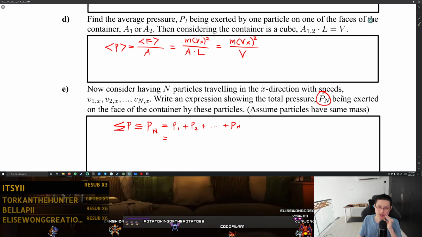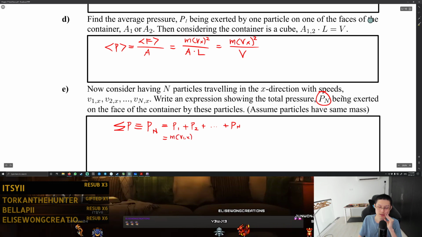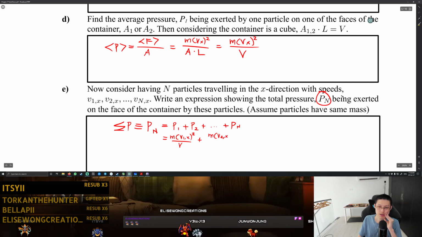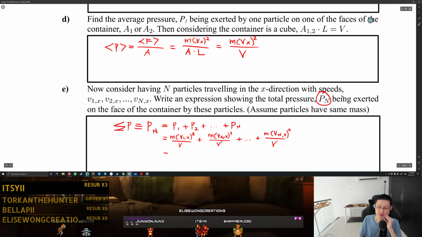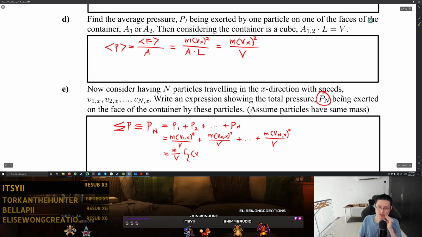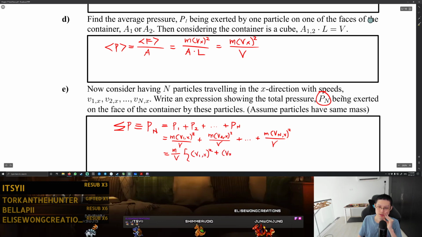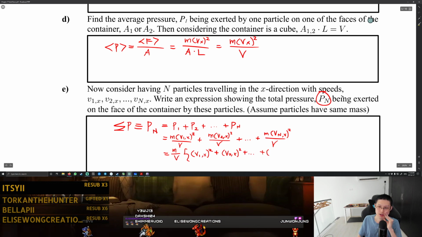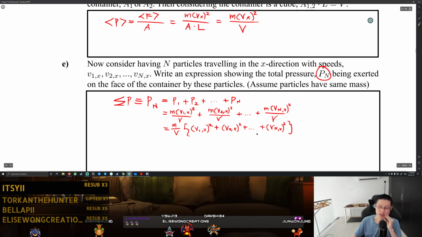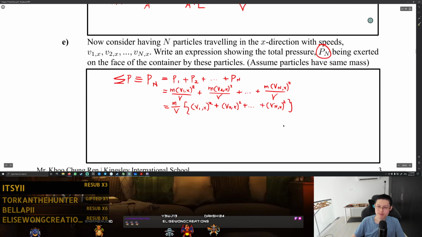So what is the average pressure due to particle 1? That's going to be m v1x squared over V plus m v2x squared over V plus dot dot dot plus m vnx squared over V. And as you can see, the mass and the volume are constant, which means we can factorize them out. And then we're left with v1x squared plus v2x squared, and this goes all the way to vnx squared. There we go. This is the sum of squares. Wow. Further maths, flashback. Never mind, we're not going to do that.